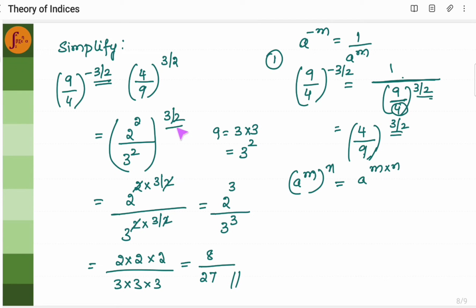So the reason we are representing this like this is because we can't solve this directly. What is 4 to the power 3 by 2? How do you solve 4 to the power 3 by 2? See, if you have 2 to the power 2, I can say 2 into 2 and say it's 4.